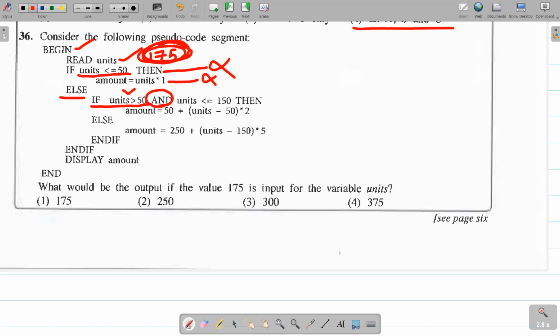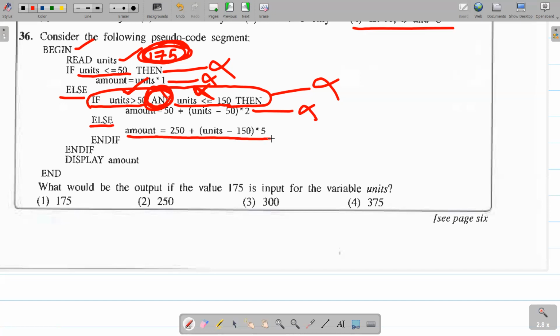And then they have an AND clause, then it is asking units are less than or equal 150. But units are not less than or equal 150, it is wrong. So that means the entire condition is going to be false, because with the AND clause, to provide something true, both the conditions need to be true. Here, one particular condition is true, the other one is false. So the final result is false. That means this is not going to happen. It comes to the else, and then it executes this.